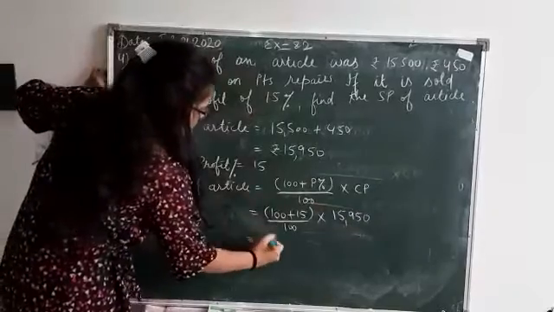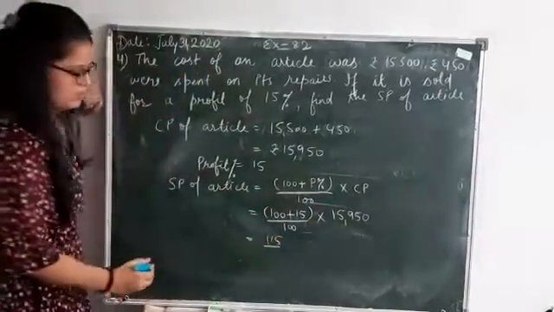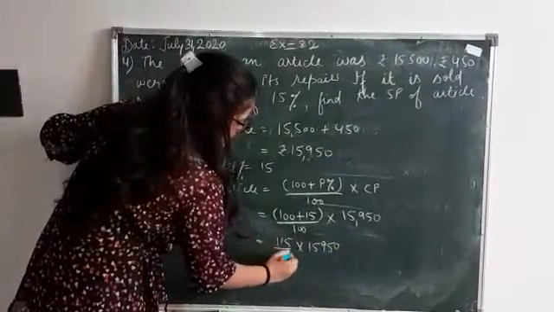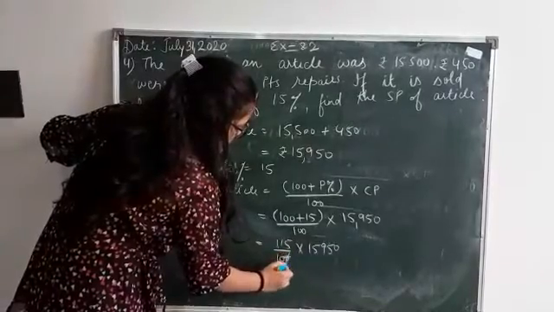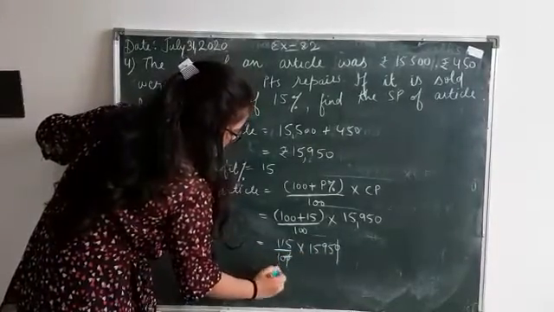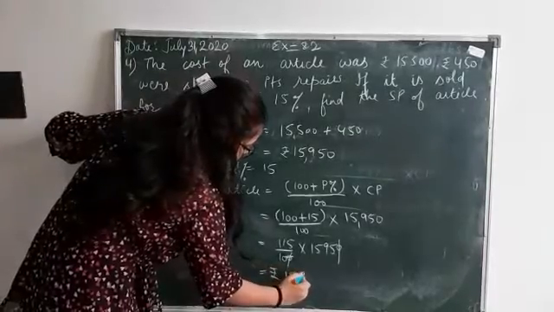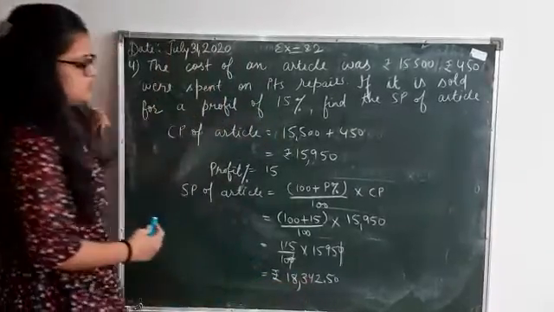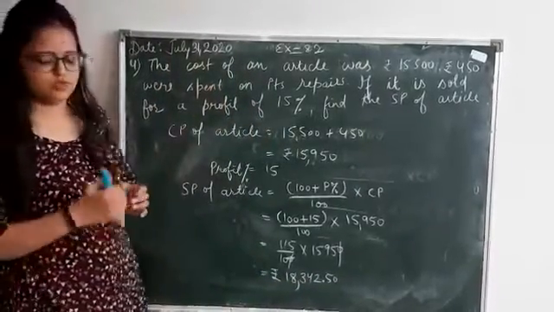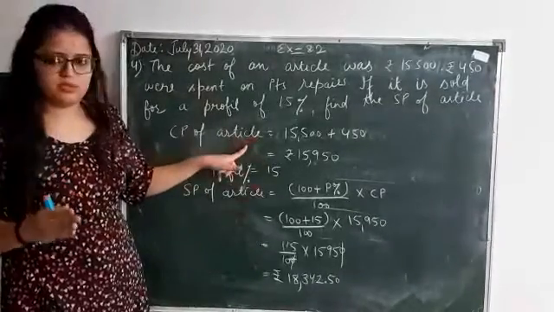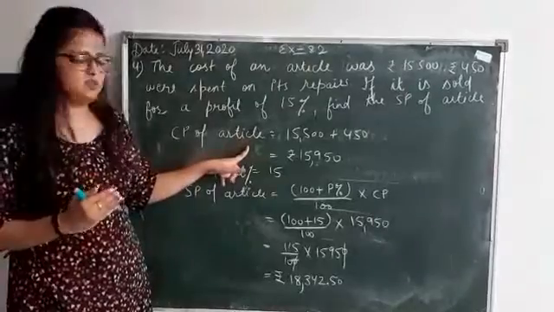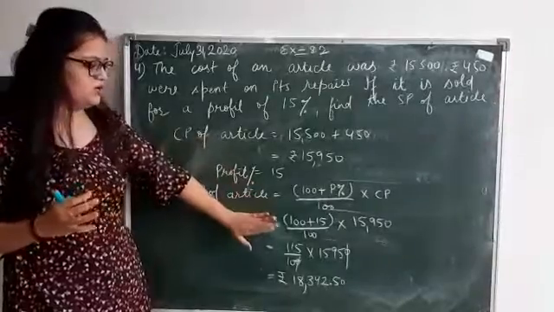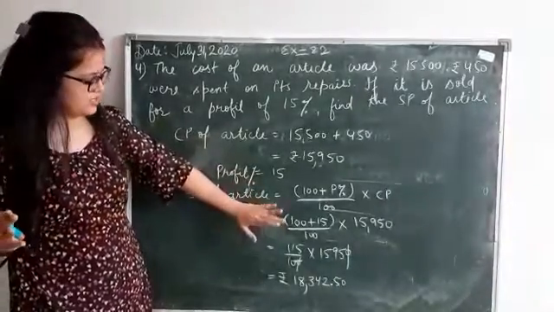100 plus 15 upon 100 multiplied by CP, and that CP is 15,950. It will become 115 upon 100 multiplied by 15,950. 10 will be cancelled here, and after solving this you will get 18,342.50 rupees. 18,342.50 rupees. This is the answer. The CP is given. Add the overhead charges in the cost price. Profit percent is given in the question. Just simply apply the formula to find out the selling price, and you will get your answer.